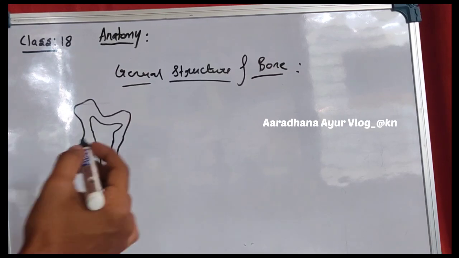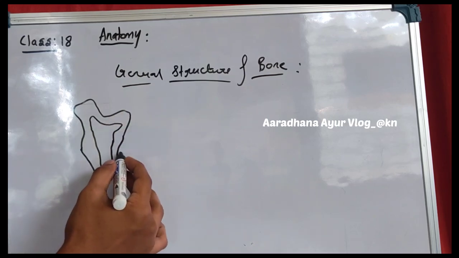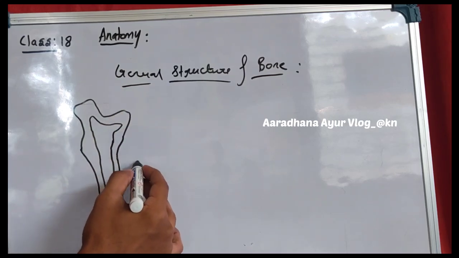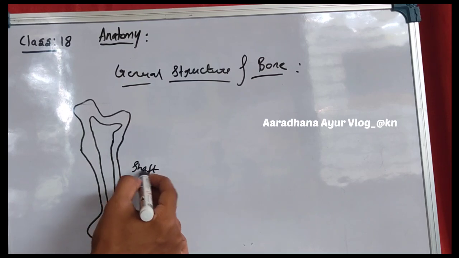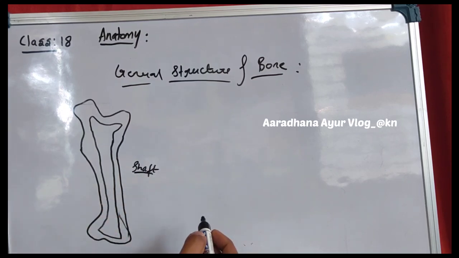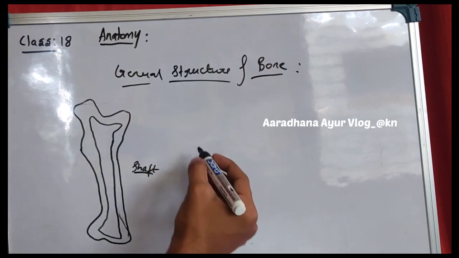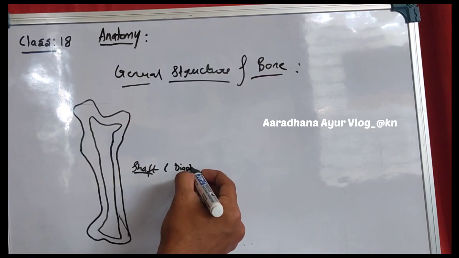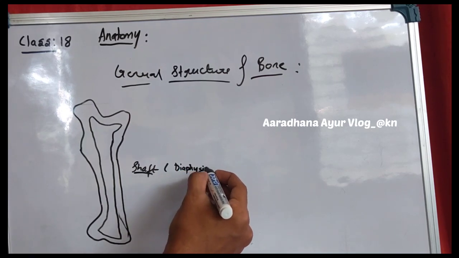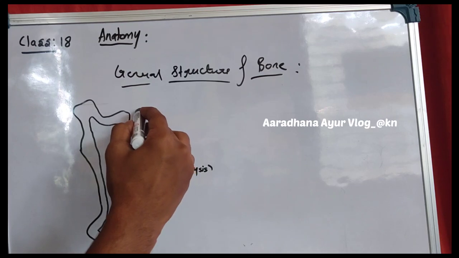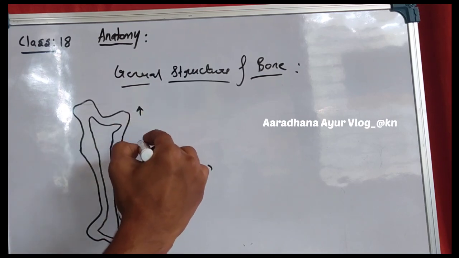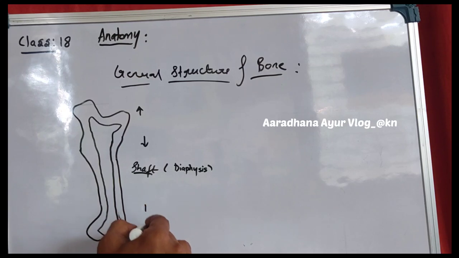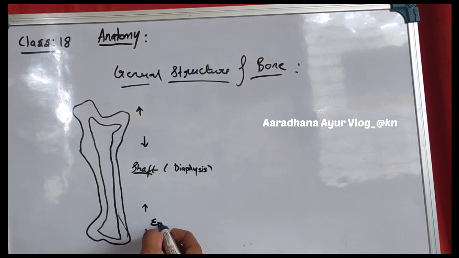And first of all, the outer layer. This portion, the middle portion, is the shaft. Last class also we discussed the upper end, lower end and the shaft. Here the shaft is also called the diaphysis, and both the ends, upper and lower, are called the epiphysis, E-P-I, epiphysis.